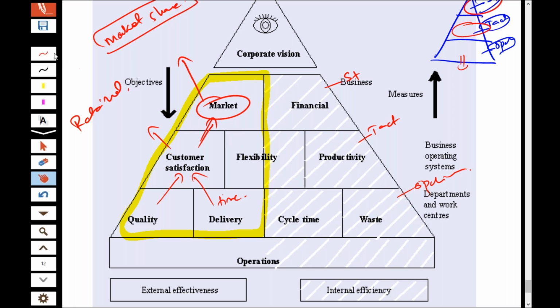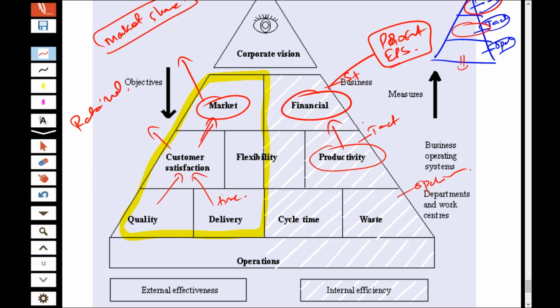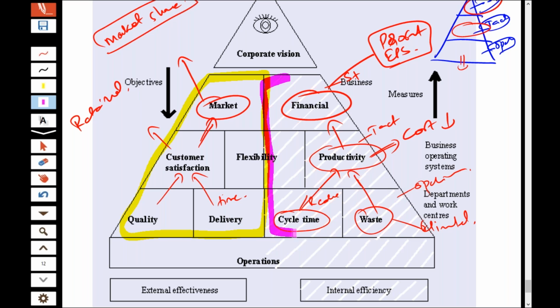The second goal is the financial goal, which could pertain to profit, EPS, and so on. The profitability, the EPS, the market value of the company would all increase when productivity enhances, because if productivity enhances, the cost reduces. And productivity would enhance when the cycle time reduces and when the wastage is eliminated. So if you keep on reducing the cycle time of the processes and keep on eliminating the waste, your productivity would enhance. If your productivity enhances, you would be able to achieve the financial objectives.